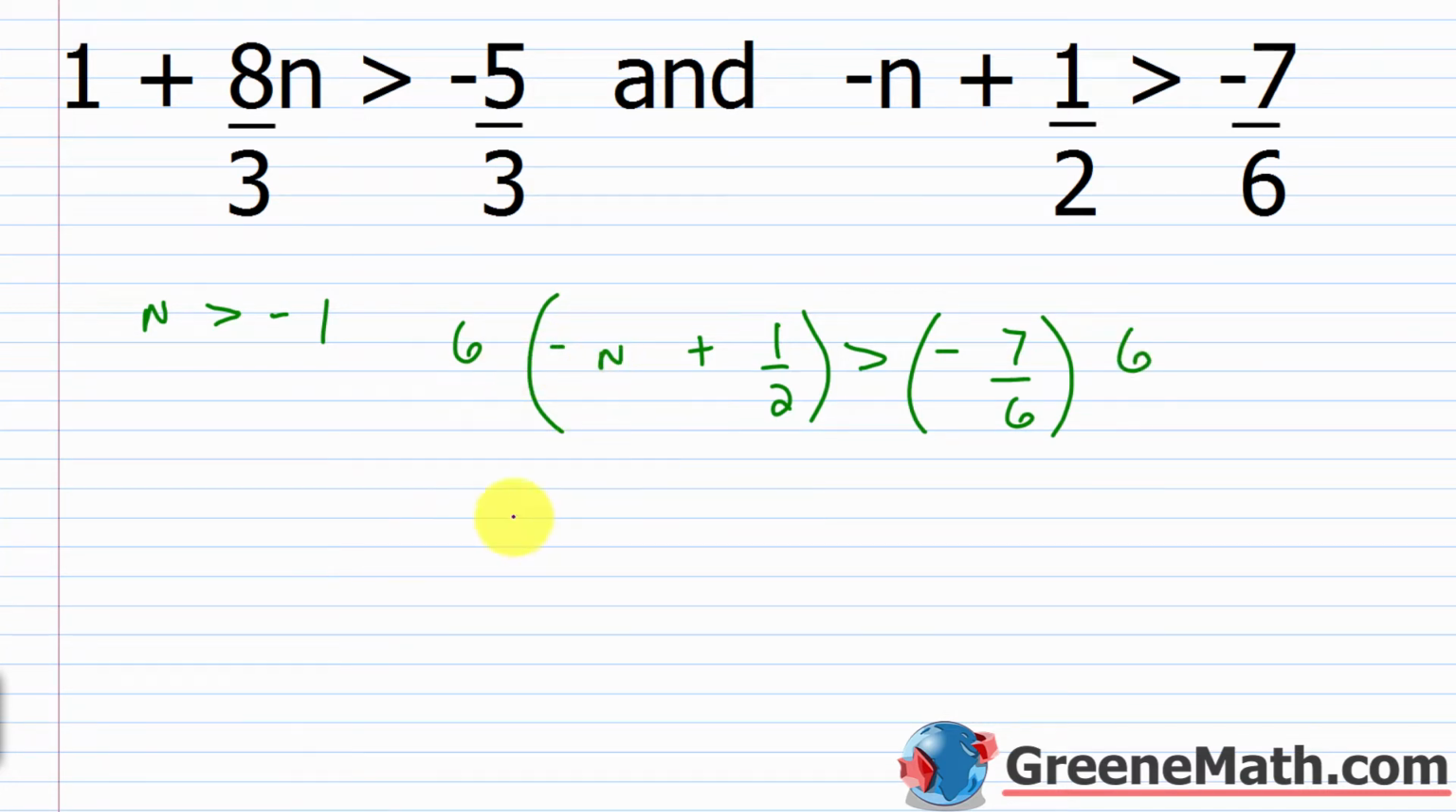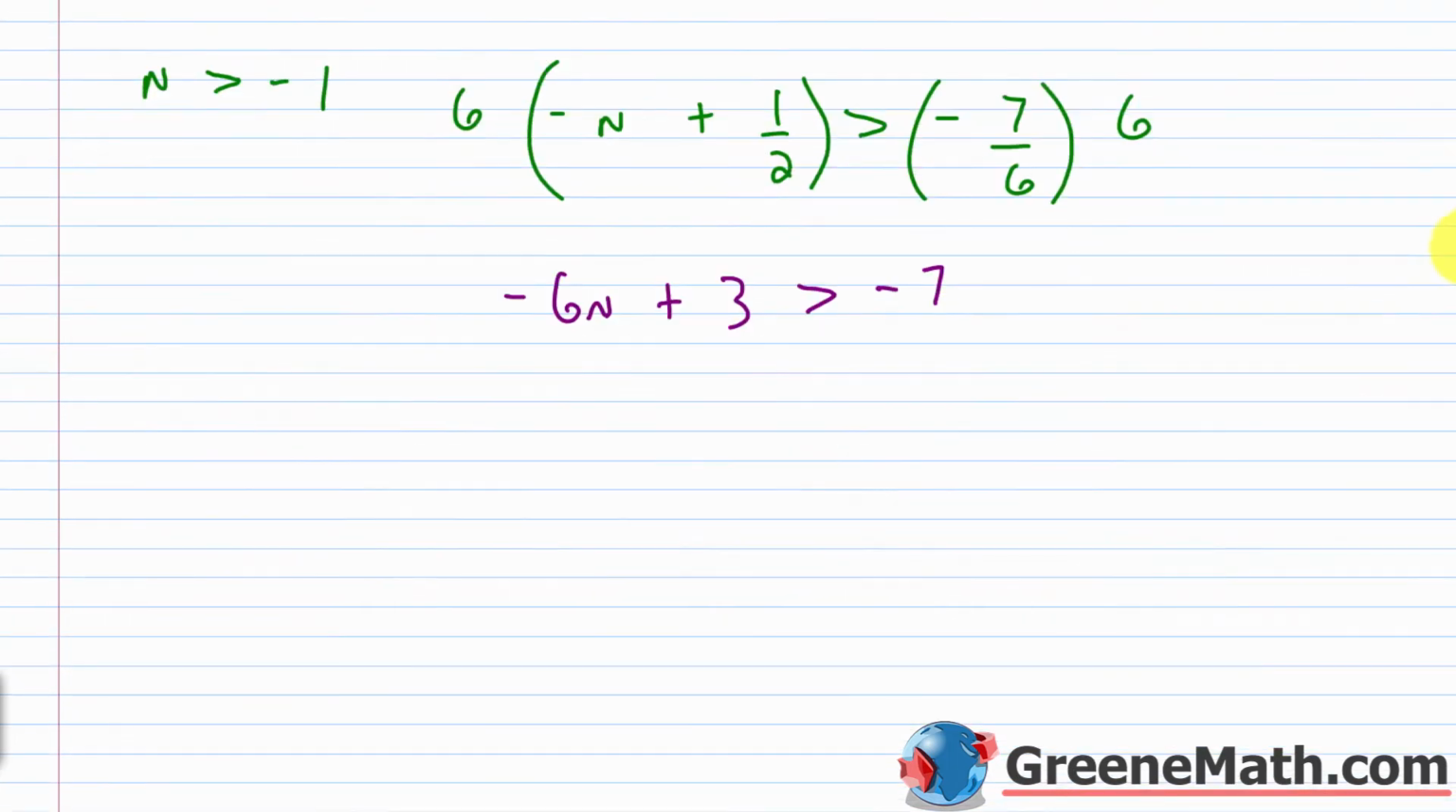6 times -n is -6n. Plus 6 times 1/2 is 3. 6 cancels with 2 and gives me 3. 3 times 1 is 3. This is greater than -7/6 times 6 is -7. So now let me scroll down a little bit, to give a little room going. Subtract 3 away from each side. This will cancel. I will have -6n is greater than -10.